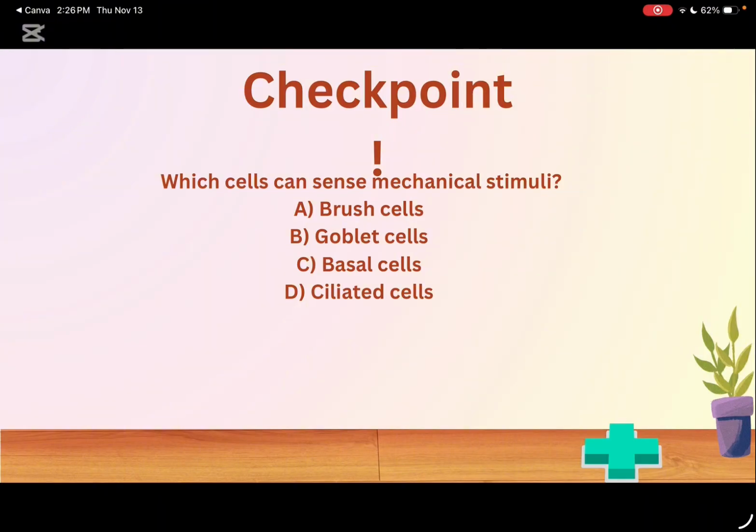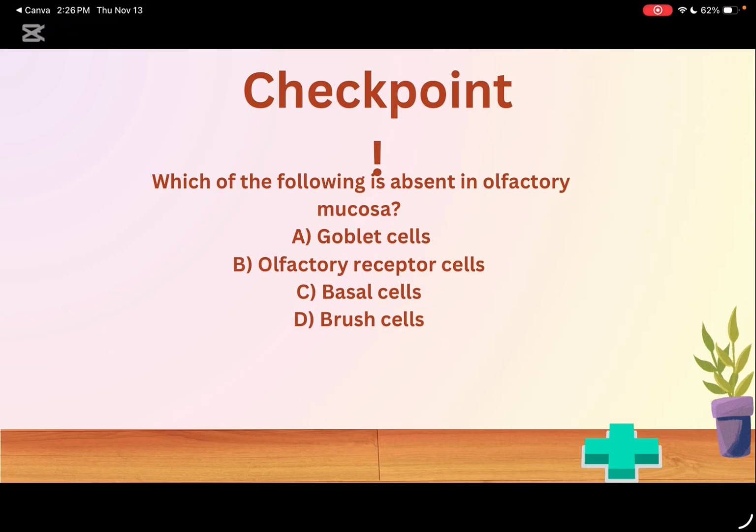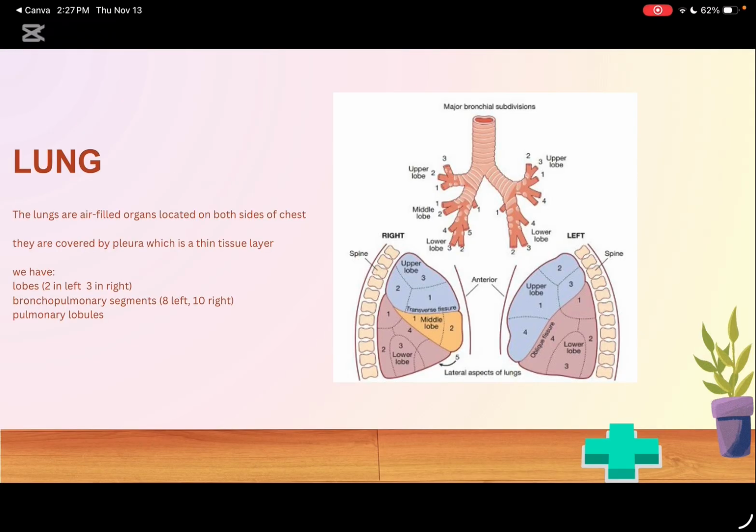Which cell can sense mechanical stimuli? The answer is not goblet cells, not basal cells, not ciliated cells: brush cells. Last question, I think. Which of the following is absent in olfactory mucosa? If you said olfactory receptor cells, you are wrong. If you said basal cells, you're wrong. Brush cells, you're wrong. The answer is goblet cells.